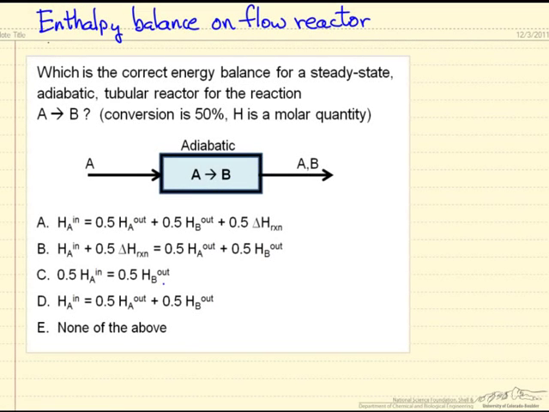This is a problem where we're interested in the concept of energy balance on a chemical reactor. So we have an adiabatic reactor, a simple A goes to B reaction, and the conversion is 50% in the reactor. The notation we're using: H is enthalpy, and this is enthalpy per mole. So the question is, which one of these answers is the correct energy balance for this adiabatic reactor?